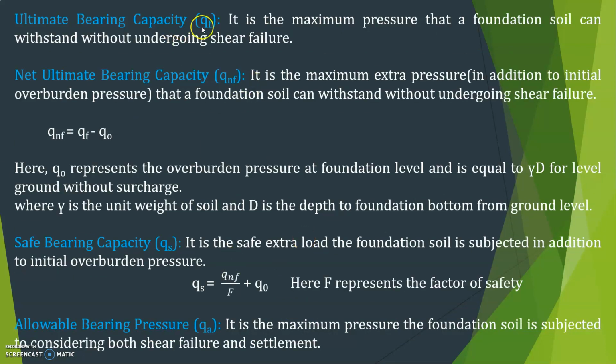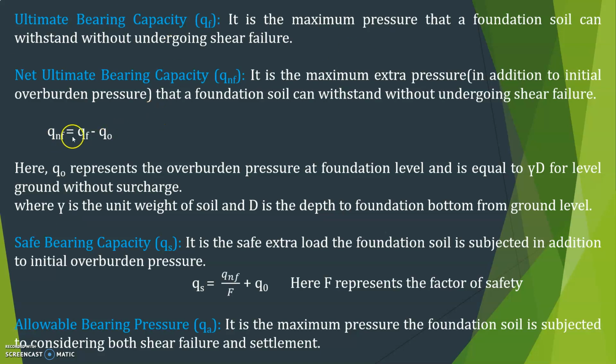Ultimate bearing capacity is represented by Qf. It is the maximum pressure that a foundation soil can withstand without undergoing shear failure. Okay, net ultimate bearing capacity, Qnf. It is the maximum extra pressure in addition to the initial overburden pressure. It means that when extra pressure other than the overburden pressure is applied on the soil, the foundation soil can withstand it without undergoing any shear failure. That is the net ultimate bearing capacity.